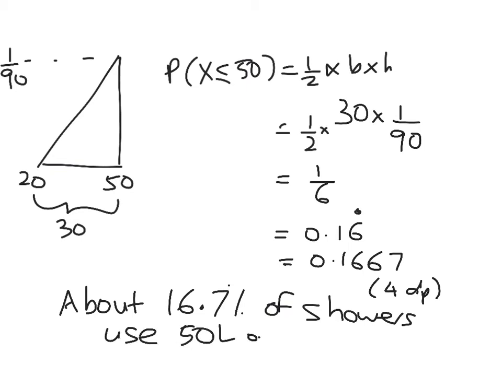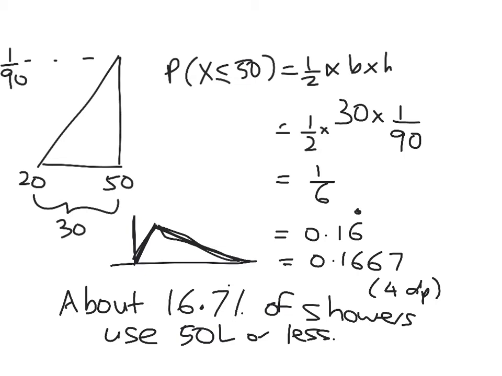50 litres or less. Now notice I've been pretty loose about whether I've said less than 50 litres or 50 litres or less. That's because we've got a continuous distribution, so there's no difference between those two statements, right? Because litres of water is a continuous variable. So that's the first part done.